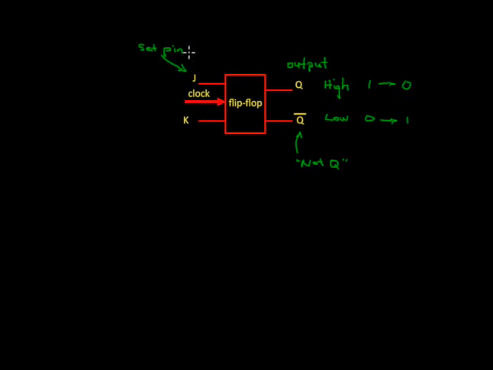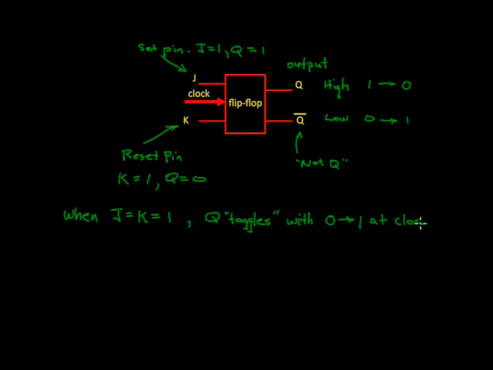The J input is called the set pin. When J is 1, then Q is set to 1 or 5 volts. Input K is called the reset pin. When K is equal to 1, Q is set to 0. When both J and K are set to 1, the output Q toggles between 1 and 0 whenever a 5-volt pulse appears at the clock input. Only the rising edge of the pulse, the transition between 0 and plus 5 volts, will trigger the change.